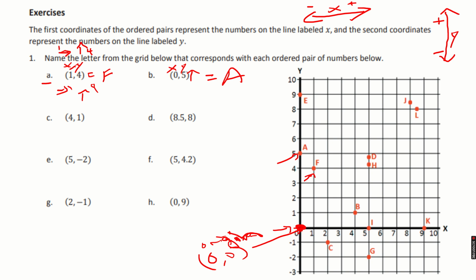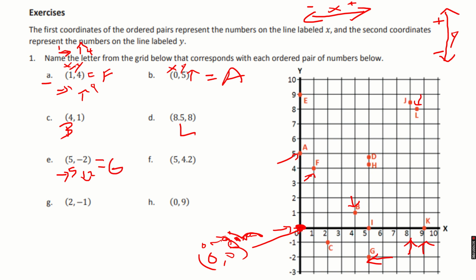C says 4, 1. I'm going to go over 4 to the right and up 1, and that would be my answer there. D says 8.5, 8, so I'm going to go over 8.5 spaces. That'll be in between number 8 and number 9. And then I'm going to go up 8 spaces, and that's what this dot is here. That's L. 5, -2 means now we're going to go over 5 spaces, but we're going to go down 2 spaces because it's a negative number. So over 5 and down 2 leads me here at G.